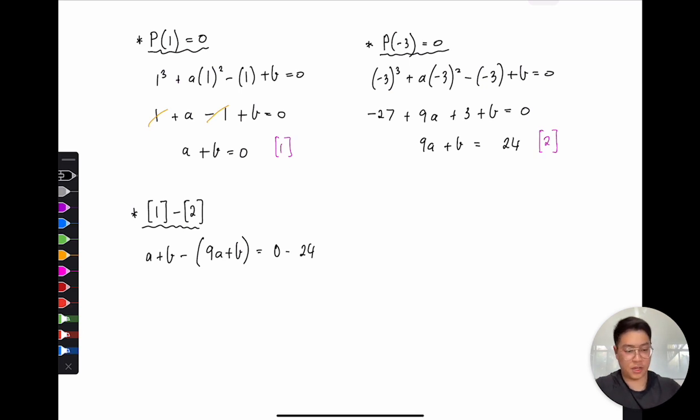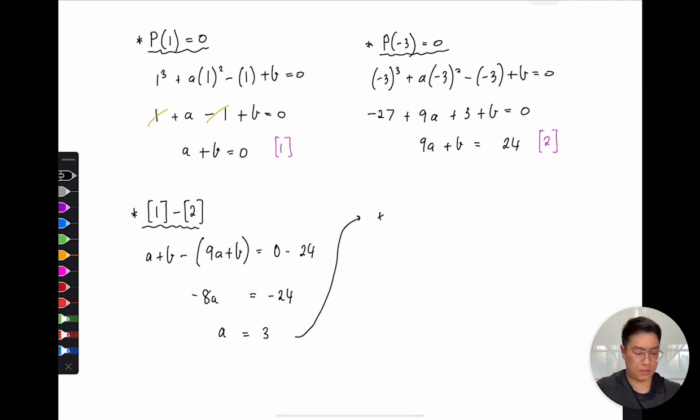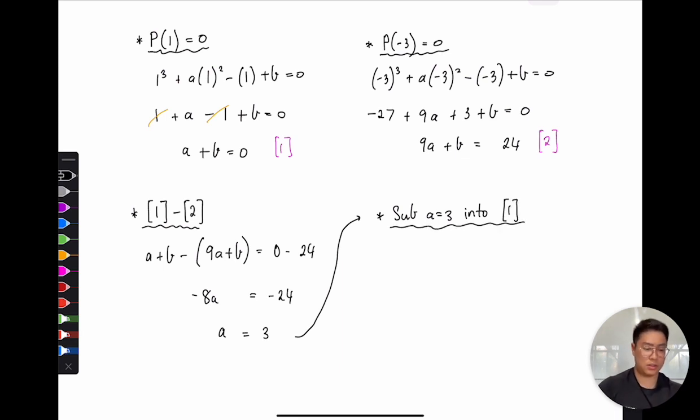If we simplify this now, we've got a minus 9a, that equals negative 8a. We've got b minus a positive b, which is 0. Drop the equal sign. 0 minus 24 is negative 24. Therefore, a is equal to 3. Once you have the value of a, we can substitute a is equal to 3 back into one of the equations. I'm going to choose equation number 1 here for obvious reasons. It is easier. So we've got a plus b, which equals 0. a is equal to 3.